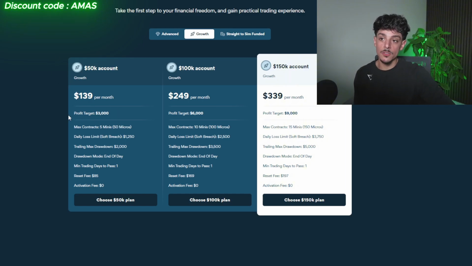You have a $3,000 profit target. You can also use 5 contracts. You have on this account a daily loss limit, which is a soft breach of 1,250. What is a soft breach?